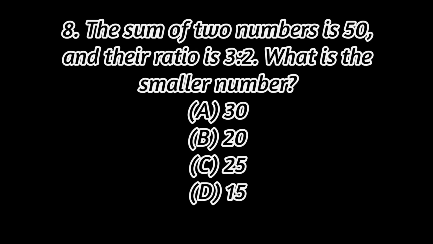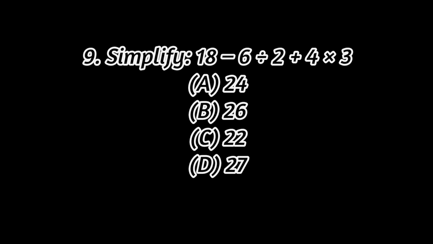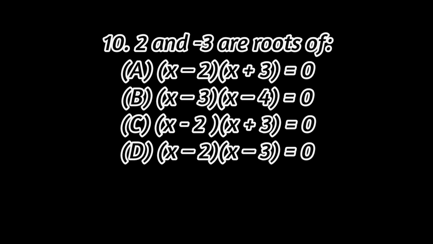The sum of two numbers is 50 and the ratio is 3:2. What is the smaller number? 20. Simplify 18 minus 6 divided by 2 plus 4 multiplied by 3. 26. 2 and minus 3 are roots of (x minus 2)(x plus 3).